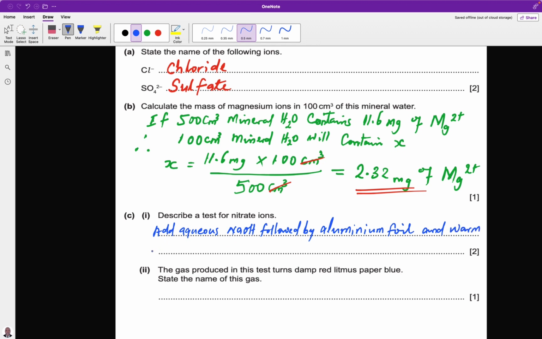And warm gently. The gas released turns red litmus paper blue. That's the test.